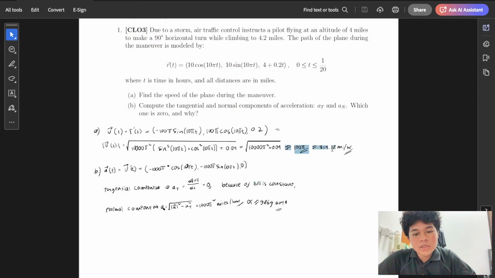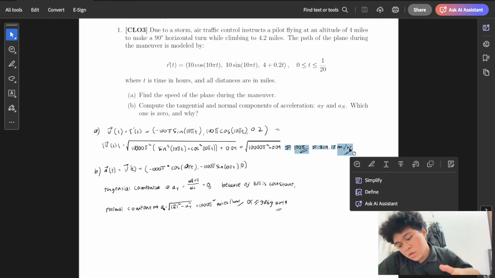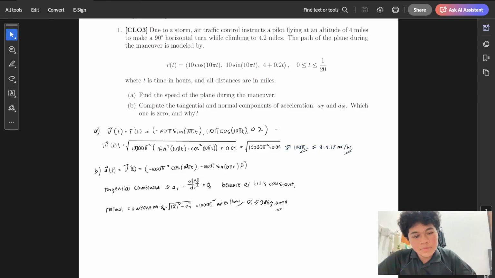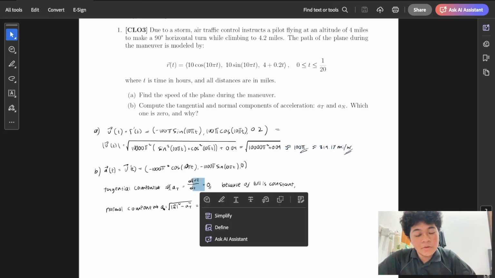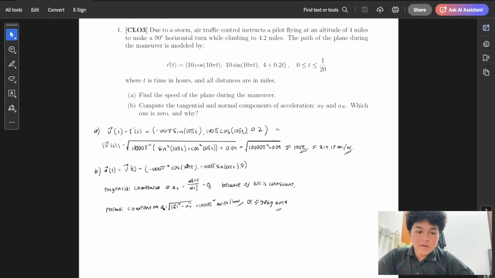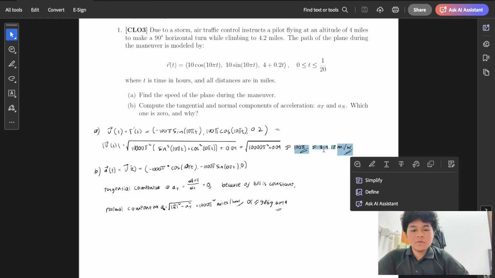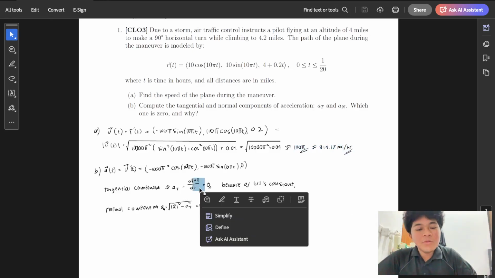After that, since we know the speed is a constant, this is the tangential component formula, right? So we have to differentiate this with respect to t, but this is all the constant 314.17. There is no t. Since there is no t, it means just the constant, so it will be 0.